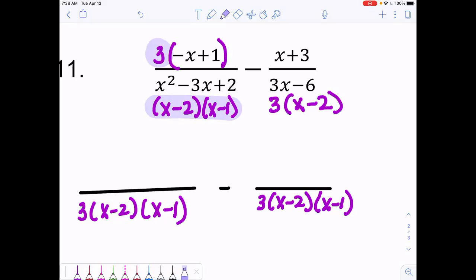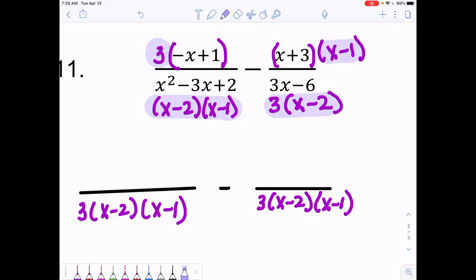So looking at the next one, we have 3 times x minus 2, but it doesn't have x minus 1. X plus 3 is a quantity. X minus 1 is a quantity. Quantity is anytime you have 2 or more terms combined with addition or subtraction. So again, here's my least common denominator. The part that's in the denominator, the missing piece in the numerator, together combined, they make the least common denominator.